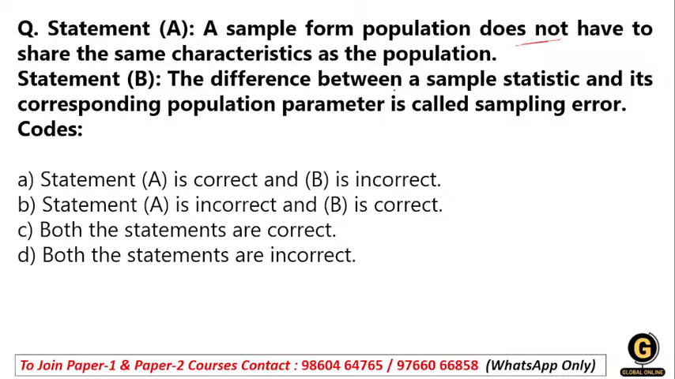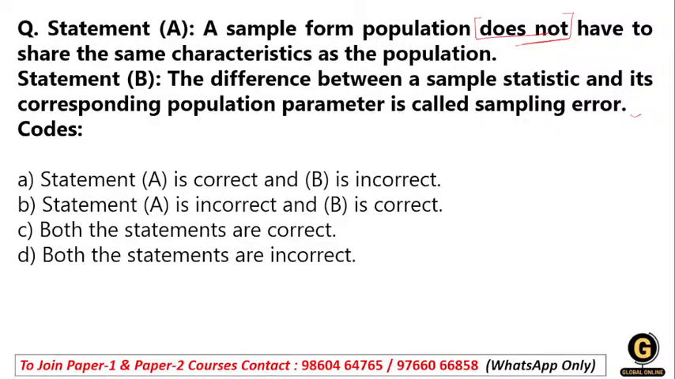Statement 2: this question is from statistics. The difference between the sample statistic and its corresponding population parameter is called a sampling error. Yes, this is true. Now understand the one statement, and I will clear all the statements. A sample from a population does not have to share the same characteristics as the population. This is not true.